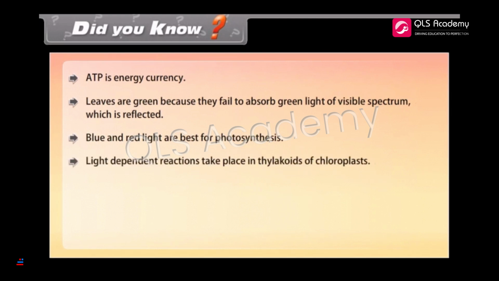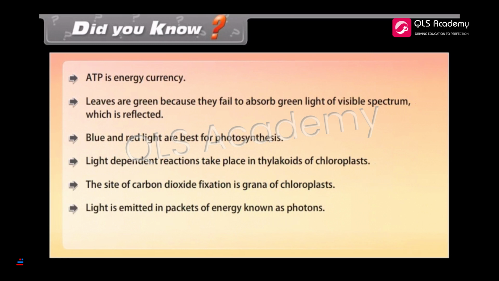Light-dependent reactions take place in the thylakoids of chloroplasts. The site of carbon dioxide fixation is the stroma of chloroplasts. Light is emitted in packets of energy known as photons. The splitting of water is known as photolysis.